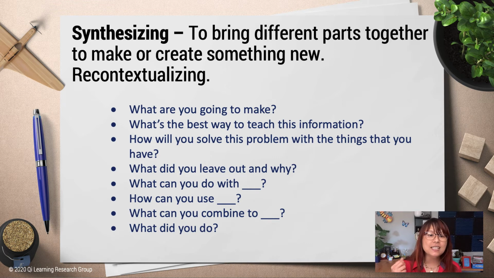Synthesizing is to bring different parts together to make or create something new. One of the most powerful ways of synthesis and engaging in critical thinking is recontextualizing. What recontextualizing means is to take information from one source or several sources in a certain modality. And when I say modality, it's like a form of how that information is embedded. So text is a modality.